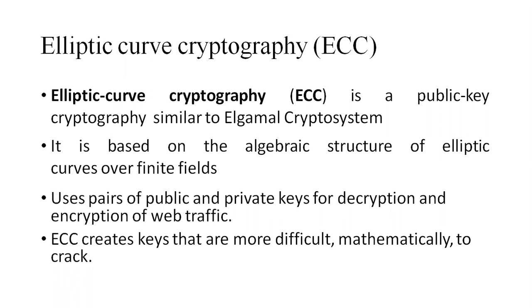Elliptical curve cryptography, in short ECC, is a type of public key cryptography system similar to the ElGamal crypto system. What do you mean by public key cryptography? Public key cryptography is also known as asymmetric key cryptography, where we use two different keys for encryption and decryption. The public key of the receiver is used for the encryption process, and the private key is used for the decryption process, and vice versa. The basic concept of symmetric key and asymmetric key cryptography I've already explained in my previous sessions.